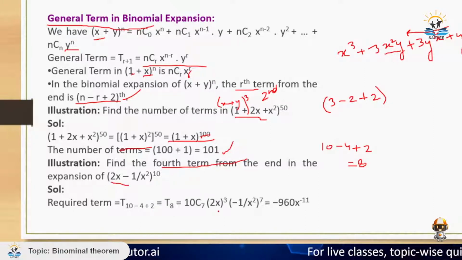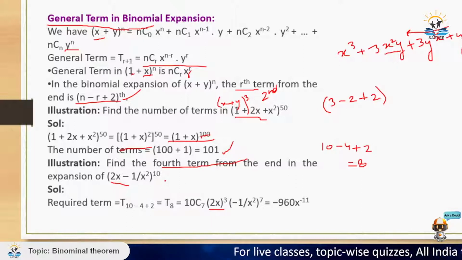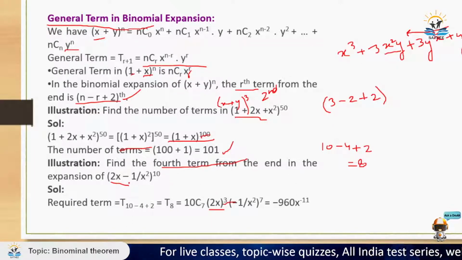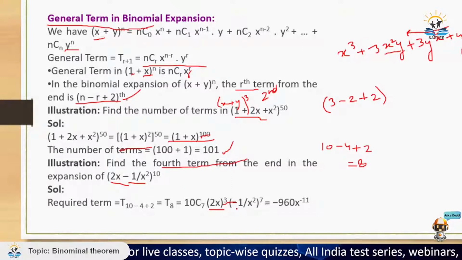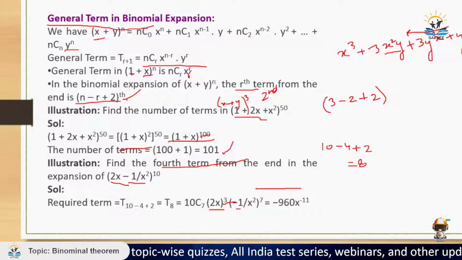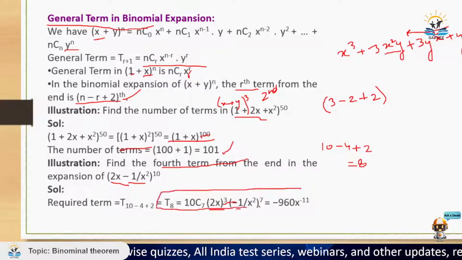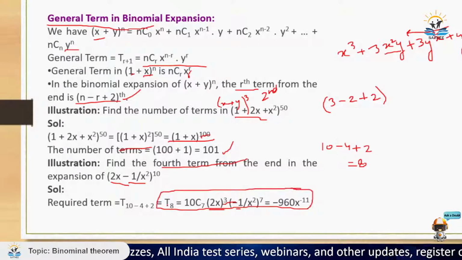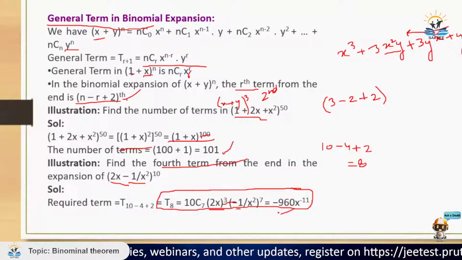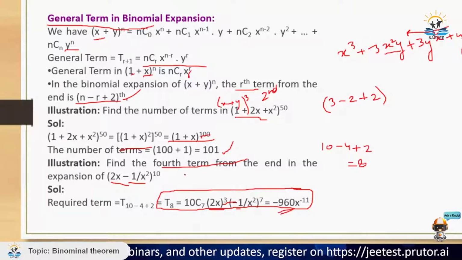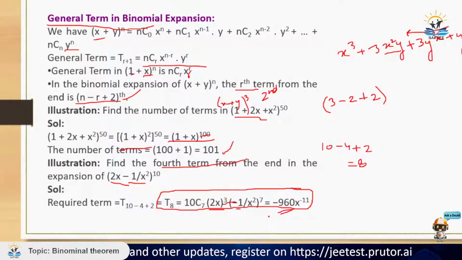That is equal to 10C7 x power n minus r. Here x is equal to 2x. So (2x) power n minus r. r is equal to 7 and n is equal to 10. 10 minus 7 is 3. So (2x) power 3 into y. y is minus 1 upon x square. Minus 1 upon x square power r, and r is equal to 7. So here the 8th term from the beginning is equal to 10C7 (2x) cube (minus 1 upon x square) power 7, which is equal to minus 960 x power minus 11. So this term is nothing but 4th term from the end or 8th term from the front.